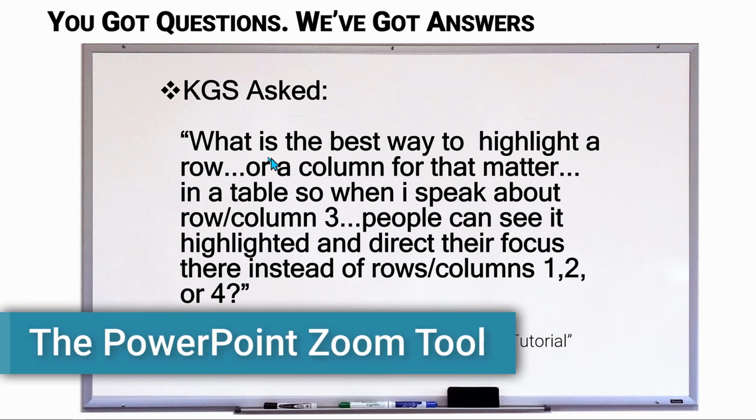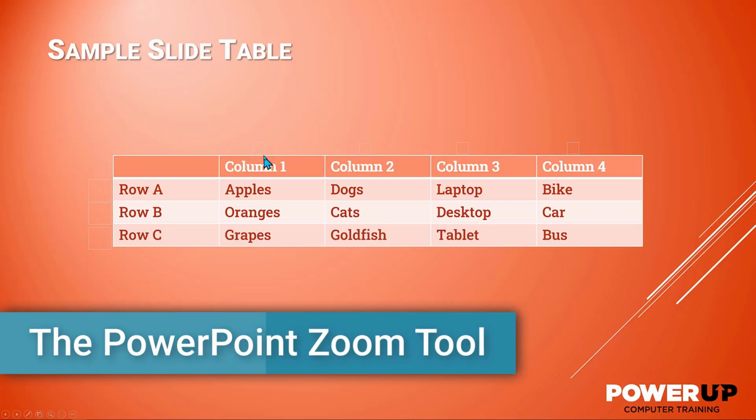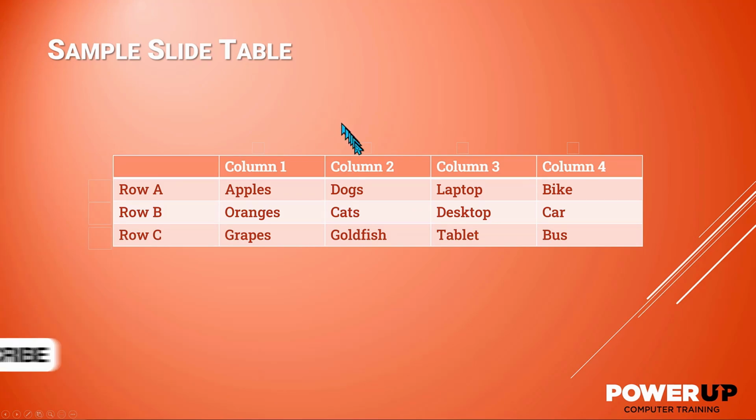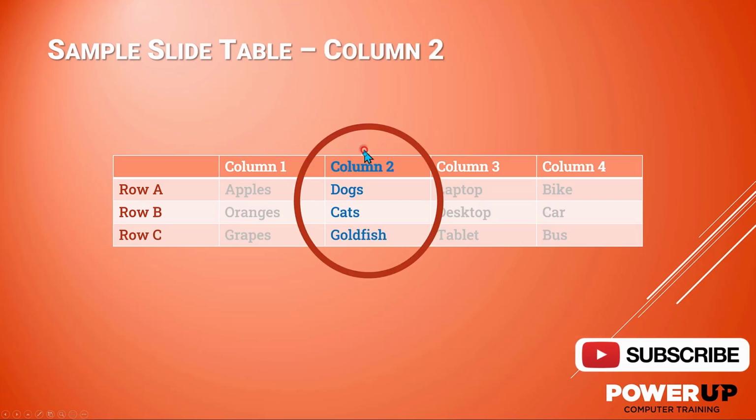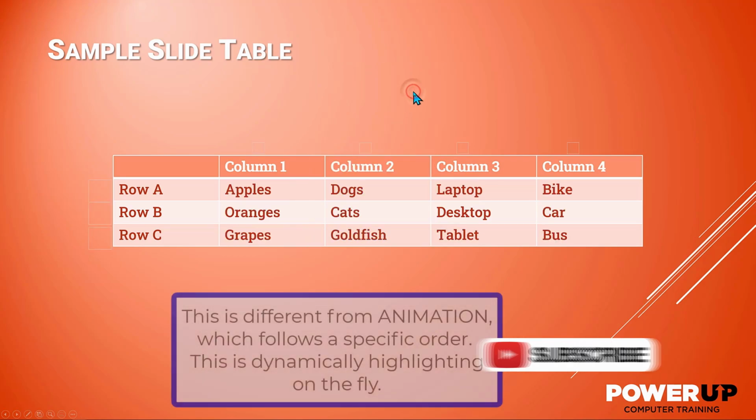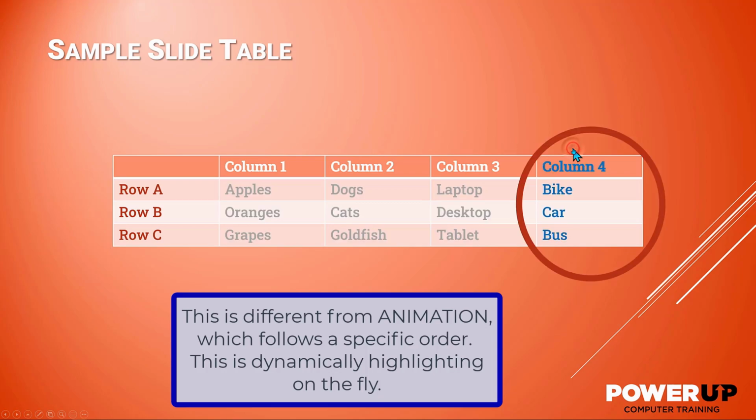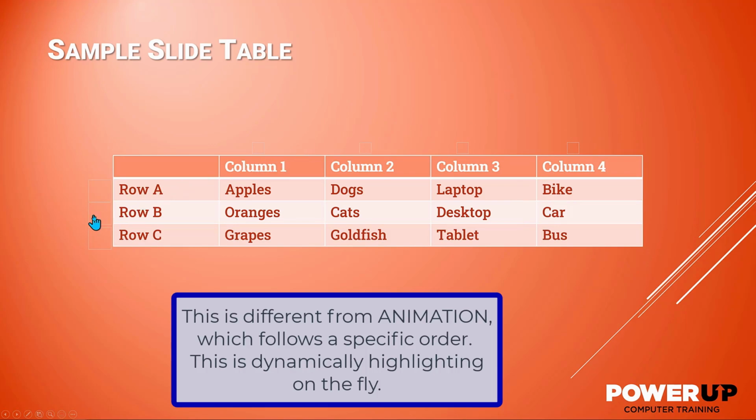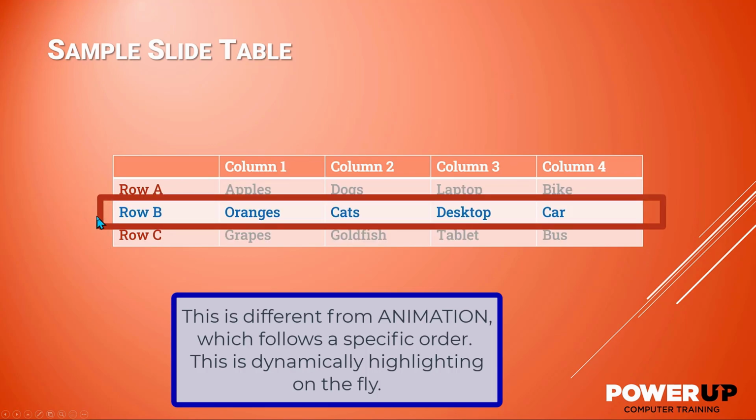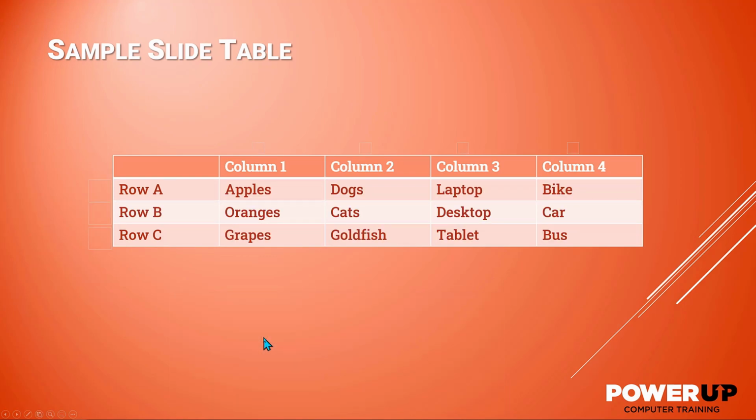Let's preview the solution. Here we have a table, and should our audience have a question about, say, column 2, we can click and have it highlighted. When done, we can click anywhere else on the slide and return back to the main table and be ready for the next question, such as column 4 or row B. Each of the columns and rows has a hotspot, and so that means this is ad hoc. And when done, we can click anywhere and go on to the next slide.